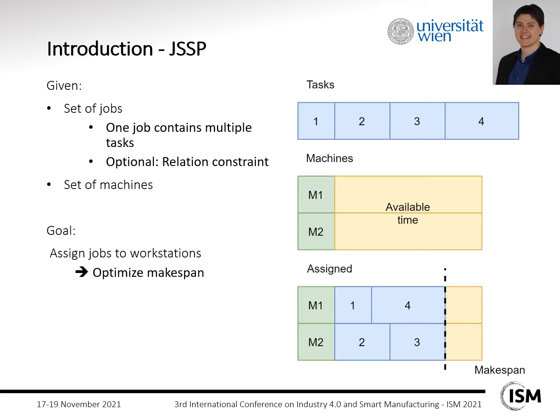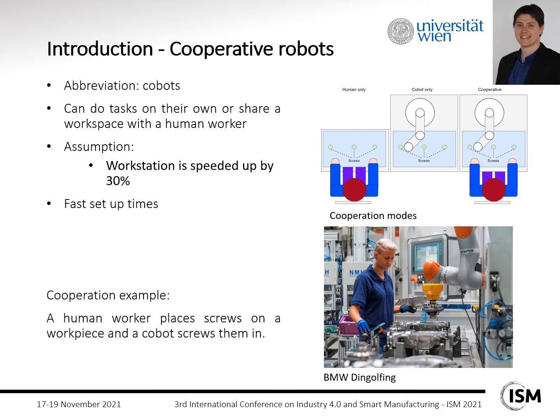Let us head over to an explanation of cooperative robots. Cooperative robots have the abbreviation cobots. The difference to fully automatic industrial robots is that cobots can share a workspace with a human actor and no safety distance is necessary. On the top of the picture, a typical cooperative workstation can be seen. There the human worker places screws on a mechanical part and the cobot screws them in. Therefore, three production options exist. Humans can do all the work on their own. Cobots can do work either on their own or in cooperation with humans.